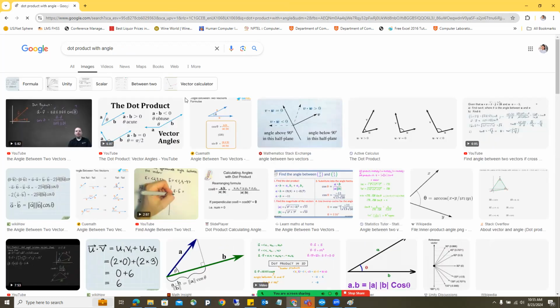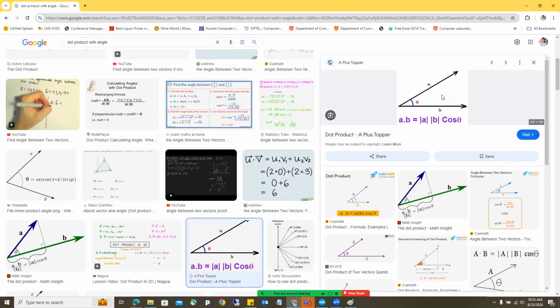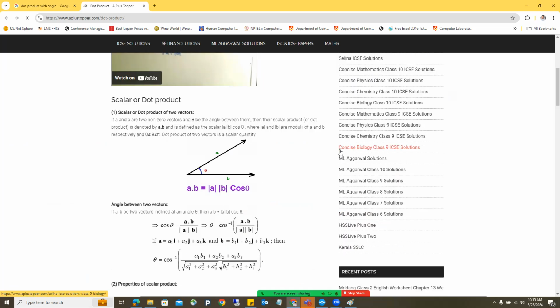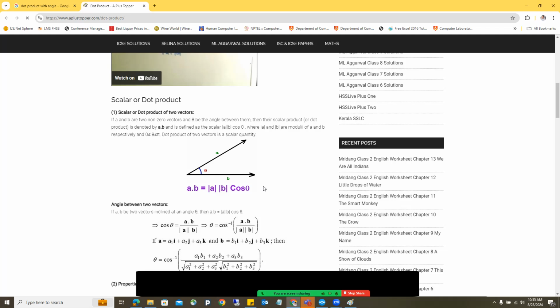So if I show you with an image, give me 1 minute. See, this is how it works. We have two vectors called A and B, and those two are intersecting each other with the angle theta. Then we define this dot product, or the scalar product, A dot B, as modulus A into modulus B into cos theta. Is it clear now?